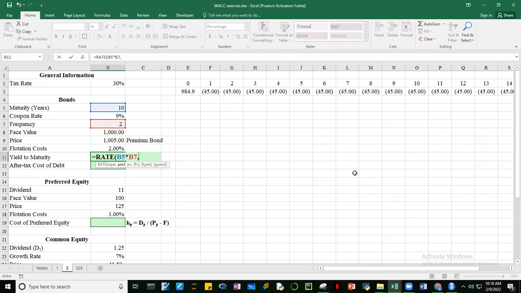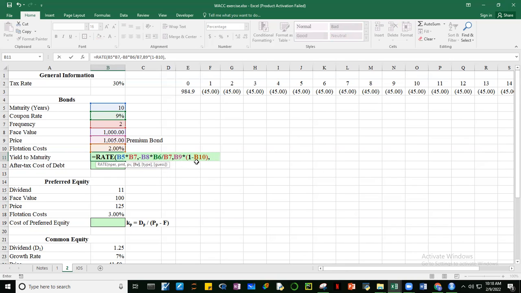Ano yung interest payment? It will be yung face value na 1,000. Okay. Negative ko to ha. Payment is negative 1,000 times 9% and then divided by 2. Okay, so that's your 45. Kama, what's the present value? Present value is positive 1,005 times 1 minus the flotation cost.